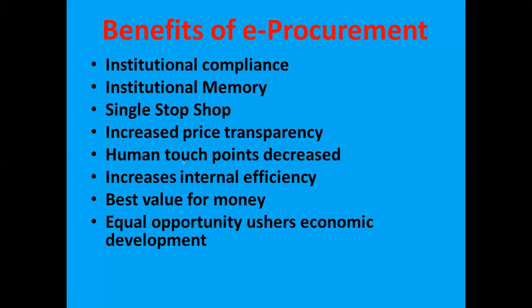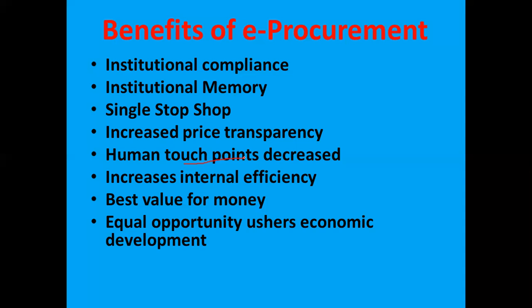Next one is human touch points decreased. Because of e-procurement, automatically we can reduce the human touch points. Human touch points means physically the people or the firm is not touching the material. So directly they are procuring the materials from the online platform only, just like how we do on Flipkart. Here procurement means you are just purchasing. That is one type of thing. When procurement is done between firms, or factories to factories, the human touch points are decreased.